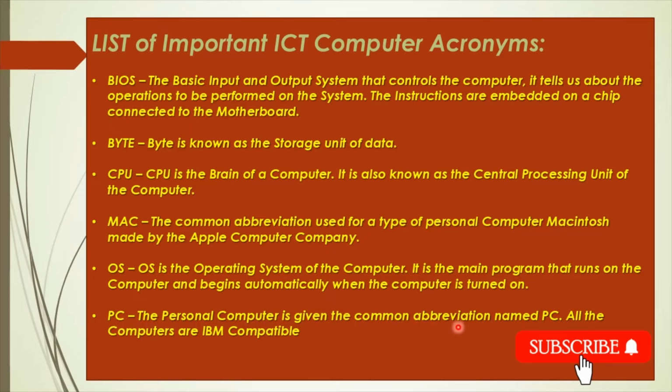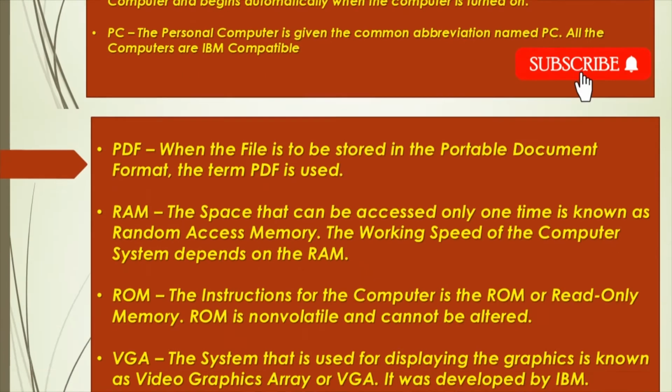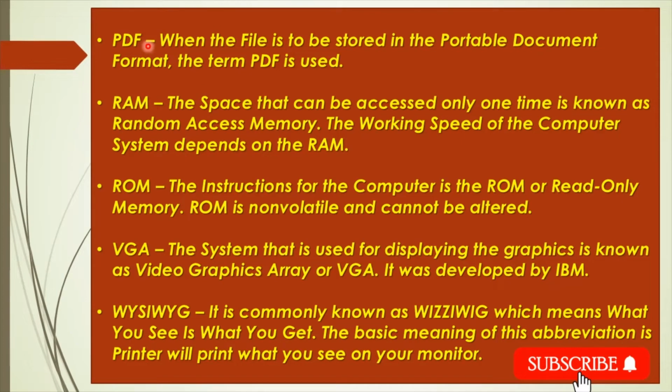And PC, the personal computer, is given the common abbreviation PC. Now, what is PDF? When the file is to be stored in the portable document format, the term PDF is used. PDF means portable document format. Then RAM. What is RAM? The space that can be accessed only one time is known as random access memory. RAM means random access memory.